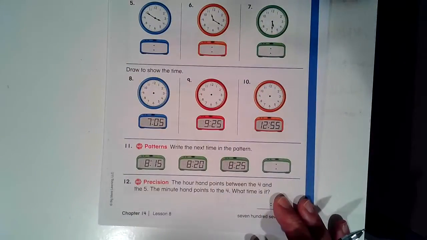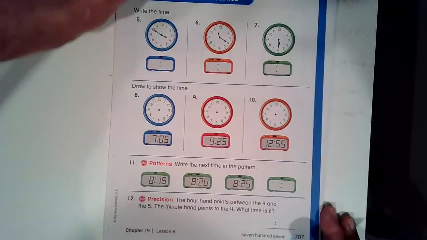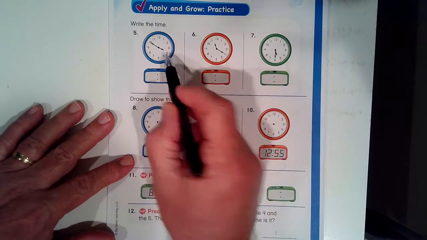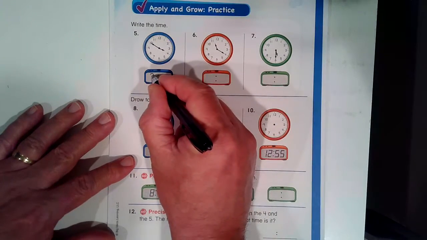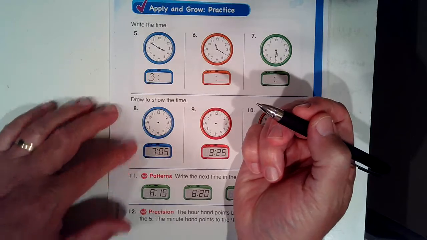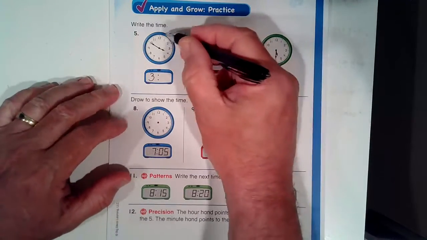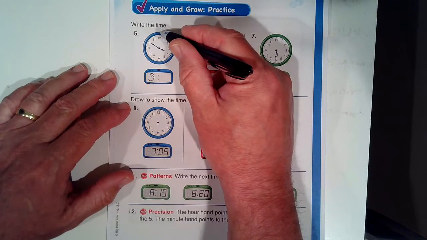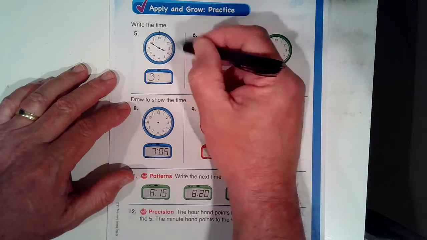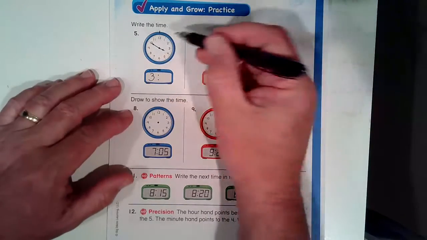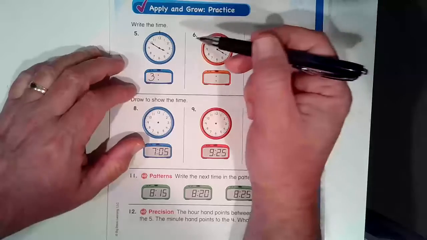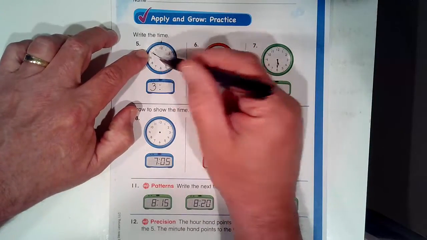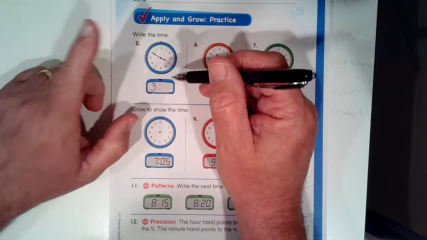All right, let's look at this next page. We're on page 707. And here we go. Write the time. It's between the 3 and the 4. So I write a 3, right? It didn't get to the 4 yet. Let's see if I can do my counting all the way from the starting place at the 12 to the 10. Let's see. I'm going to give you a second. If I have 5 for each number, and I have 10 of those numbers, what do you think it will be?